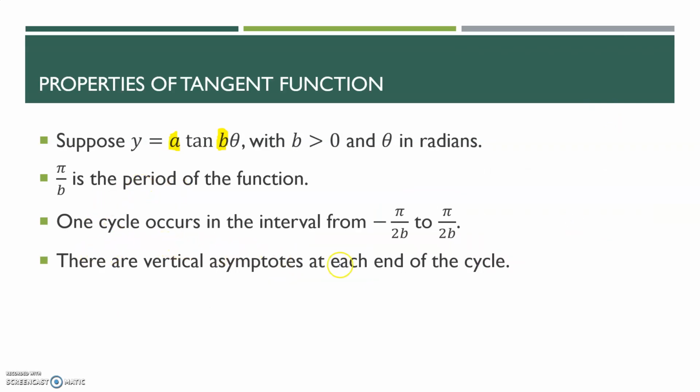One cycle occurs in the interval from negative pi over 2B to pi over 2B. And there are vertical asymptotes at each end of the cycle. And so we're going to take a look at what that means.